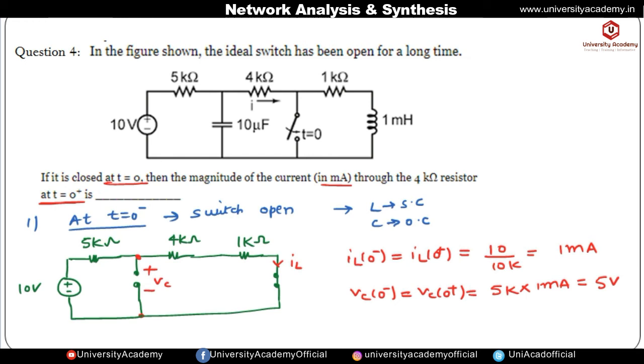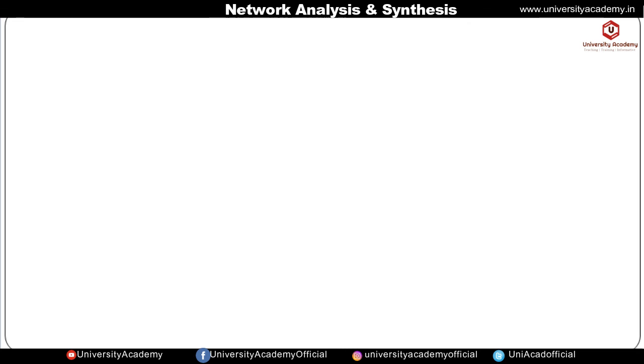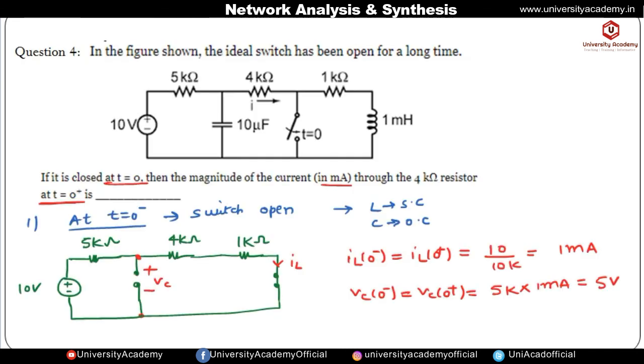So we have got the voltage across the capacitor, and the current flowing through the inductor initially is 1 milliampere. Now we have to find out the current magnitude at t equal to 0 positive. So at the t equal to 0 positive instant, the inductor will be replaced by a current source of value 1 milliampere, and the direction of the current source will be downward.